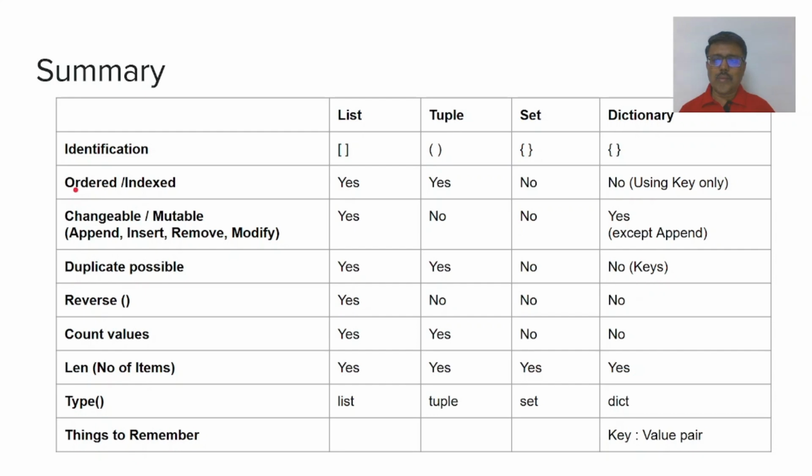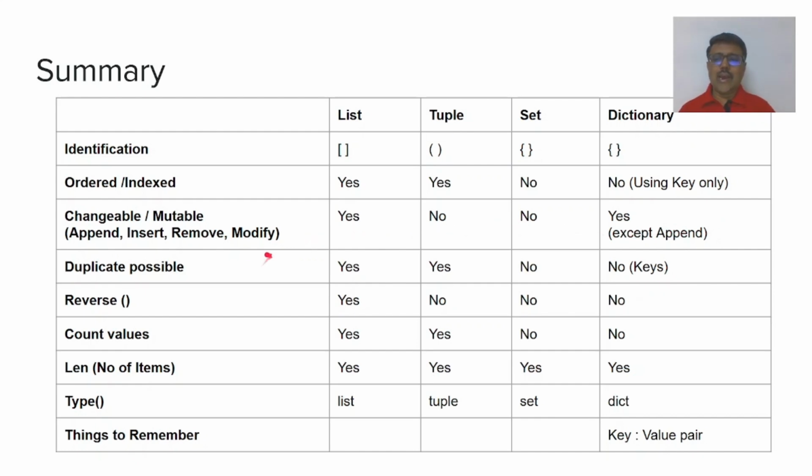And you get the key characteristics we learned, right? Whether it is indexed or not. For set, it is not indexed, so you will not be able to put it in order. But in dictionary, using the key only you will be able to do that. And then whether it is mutable or not, whether you are able to add, insert, remove, or modify, all these things are available, right? That is only possible in a list and dictionary. In dictionary there is nothing called append. It will be just inserting.